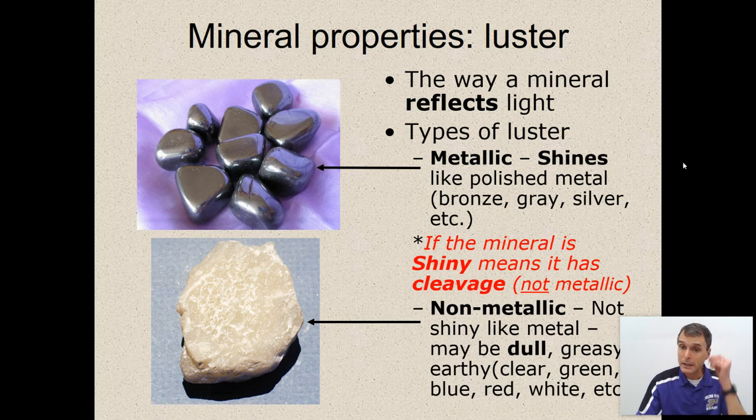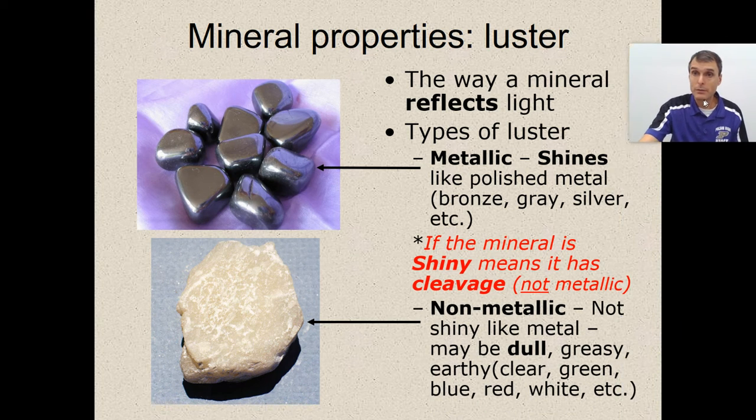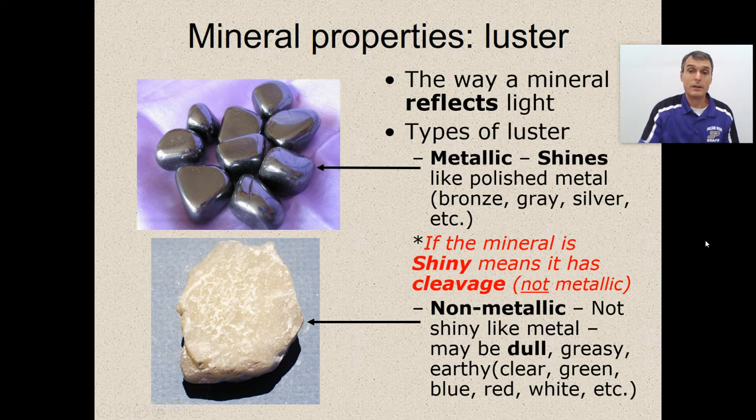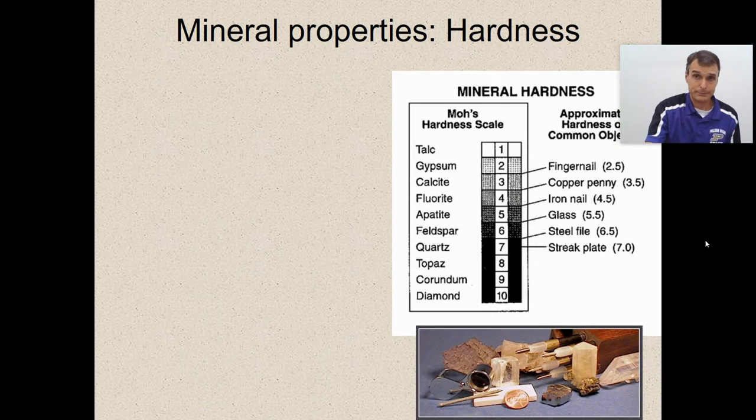So our other type is non-metallic, okay? And this one means that it is not a metallic color. So we want to think of non-metallic colors like clear, green, blue, red, yellow, white. Those are non-metallic colors, okay? So again, we can try this. Is this metallic? What color is it? It's green. No. Is this one metallic? What color is it? Yes, it's silver. So that's metallic.